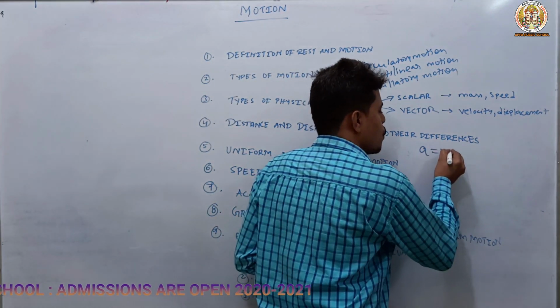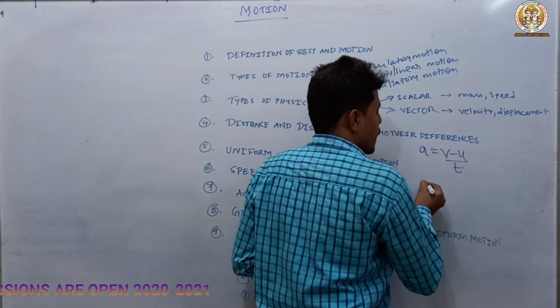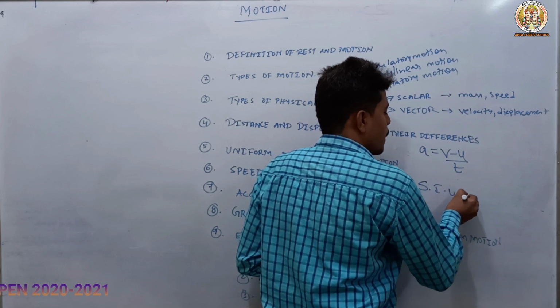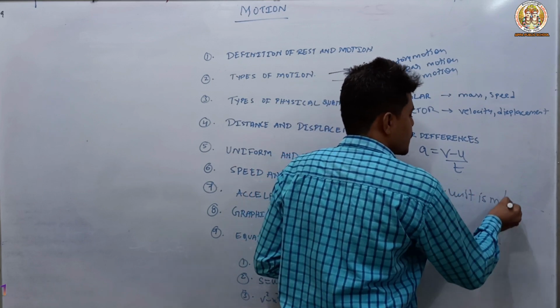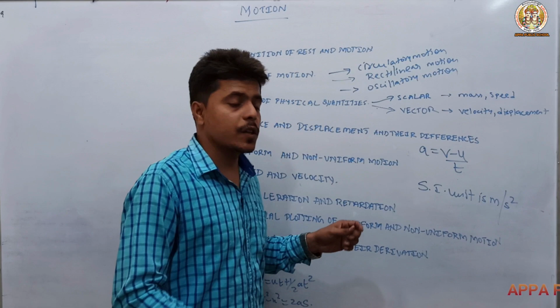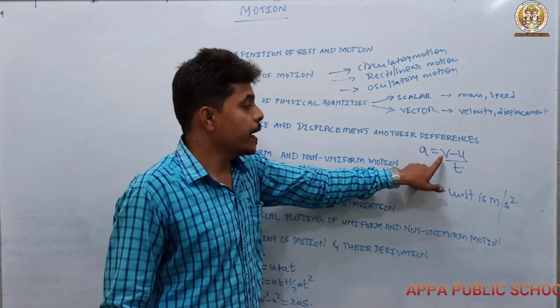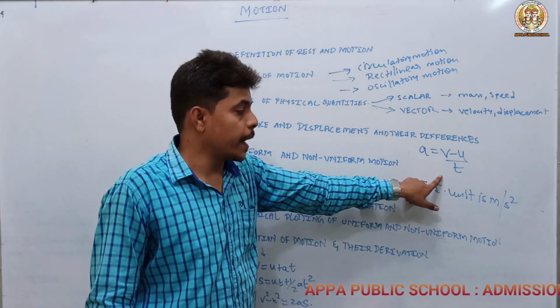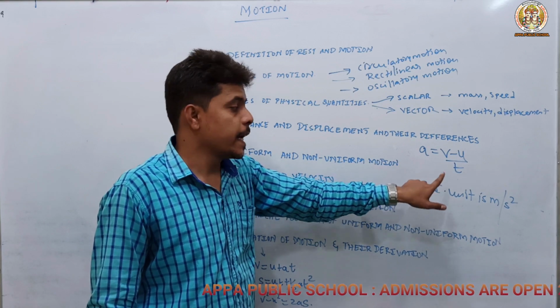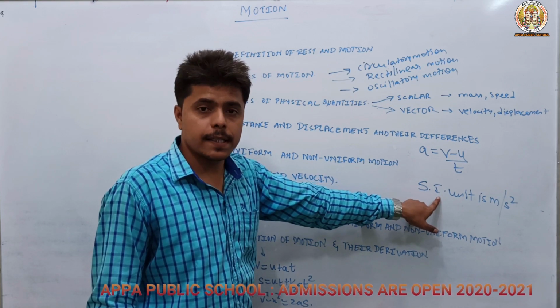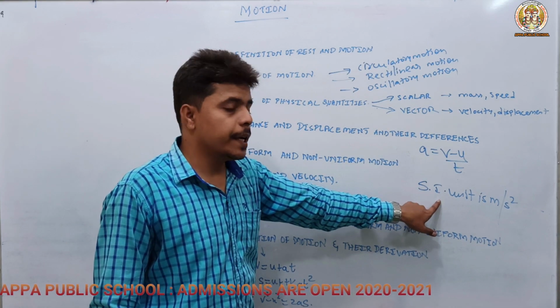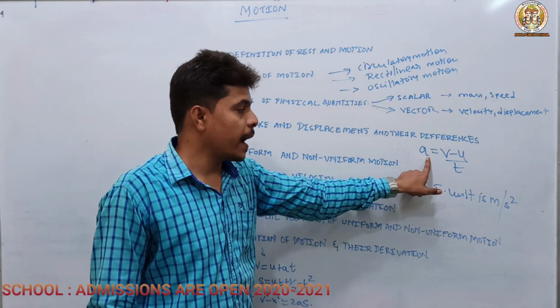So a is equal to (v minus u) by t. The rate of change of velocity with respect to time is what we call acceleration. The SI unit is meter per second square. I repeat, meter per second square is the SI unit for acceleration.